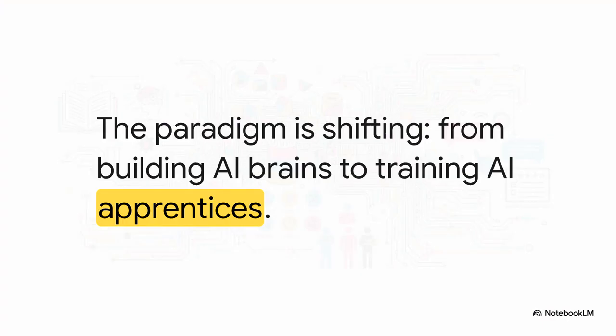So let's just pull all this together. The whole paradigm is shifting right under our feet. We're moving away from the old idea of trying to build one giant AI brain from scratch. Instead, we're all becoming trainers. We're giving our AIs libraries with RAG, we're teaching them specialized skills with fine-tuning, and we're giving them tools to act as agents. We're learning how to train AI apprentices, not just build AI brains.